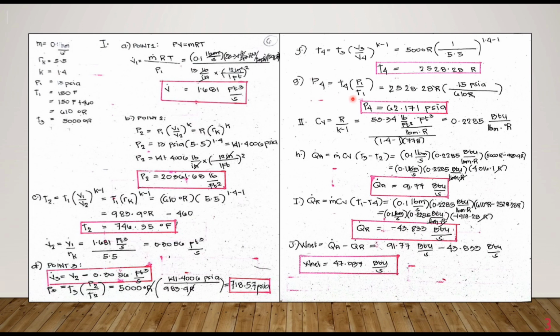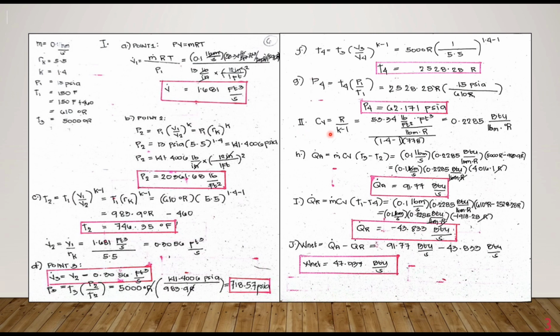And next, we are going to solve for P4. So we are going to use this formula. P4 is equal to T4 times P1 over T1. And then after that, we're going again to substitute the given. So we have 2,528.28 degrees Rankine times 15 psia over 610 degrees Rankine. So cancel the same unit. So our P4 is equal to 62.171 pounds per square inch.